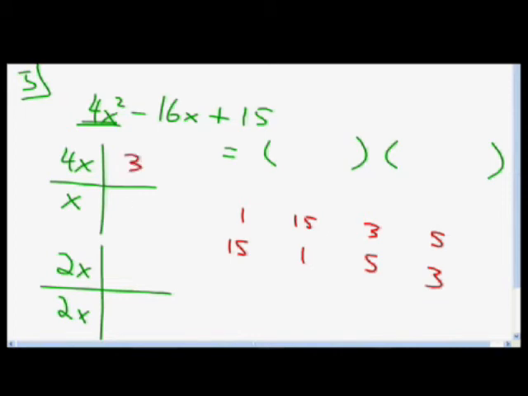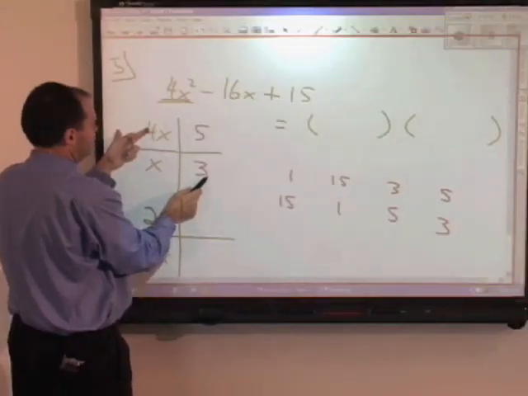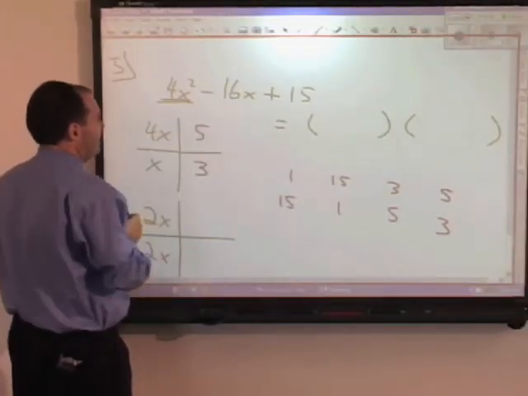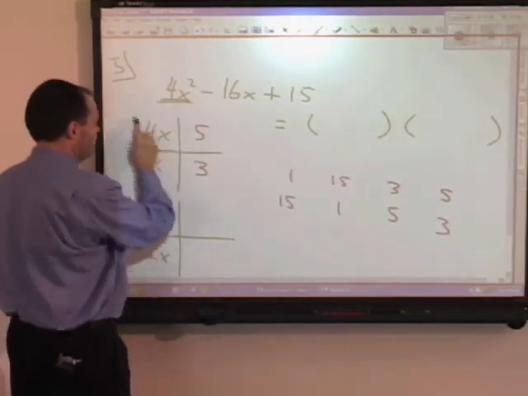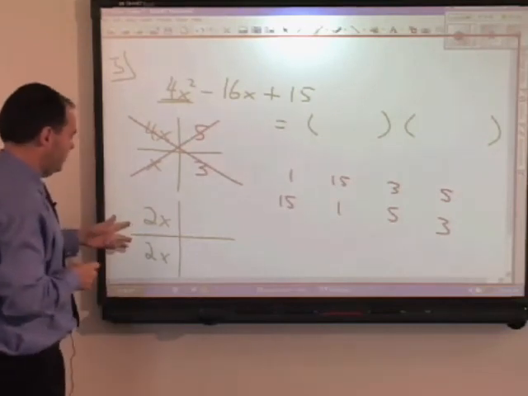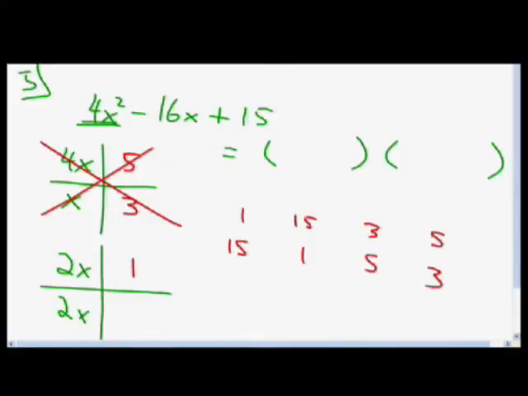15 and 1, cross product is 15 and 4, 19, that does not give us 16. 3 and 5, cross product is 20 and 3, that adds or subtracts to 17 or 23. That does not work. And our last possibility for the top alternative is to try 5 and 3. This cross product is 12, this cross product is 5. That does not add or subtract to 16 either. So it looks as though this option is out. Let's try the bottom. 2x and 2x, 1 and 15. Our cross product is 30 and 2. That does not add or subtract to 16. Let's try 15 and 1. Cross product is 30 and 2, does not add or subtract to 16.